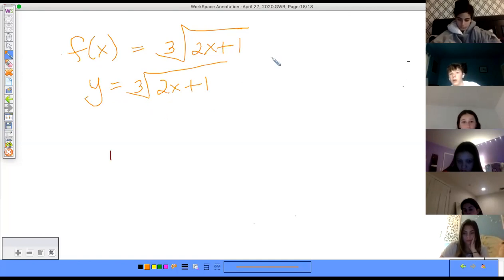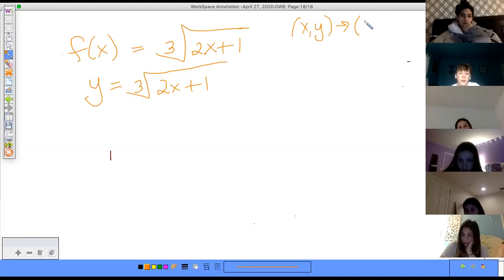Put it to the third power. Absolutely not yet, because right now this is still the same function. What do we know about a function and its inverse? What did we say about the ordered pairs? What happens to the x's and the y's? They switch.